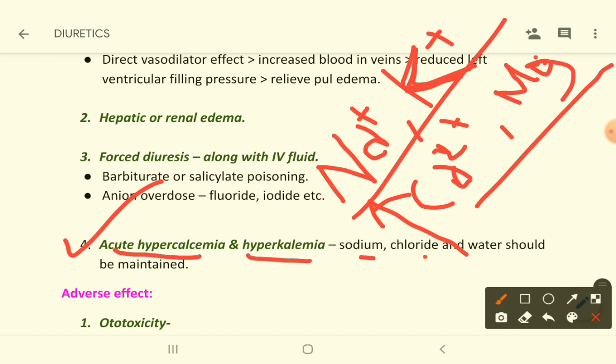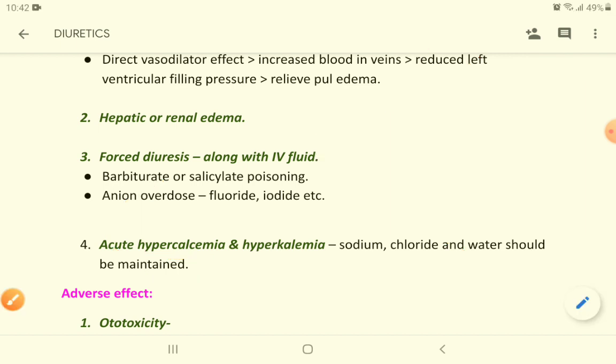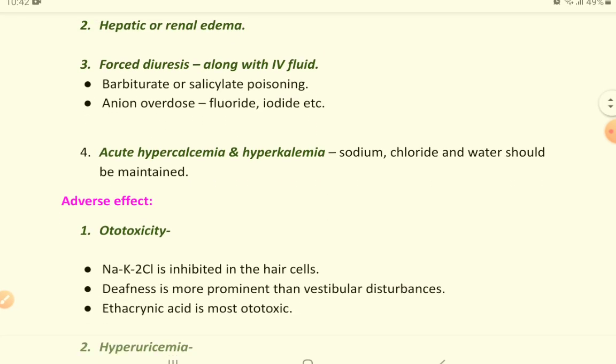Sodium, chloride and water should be maintained, but in those cases you have to look at the sodium, chloride and water levels as well. So maybe you have to give intravenous fluids.